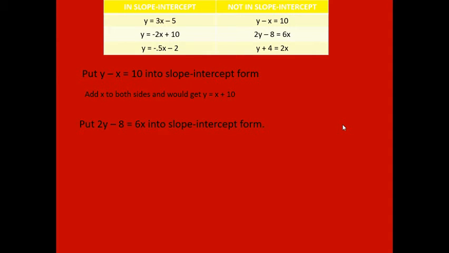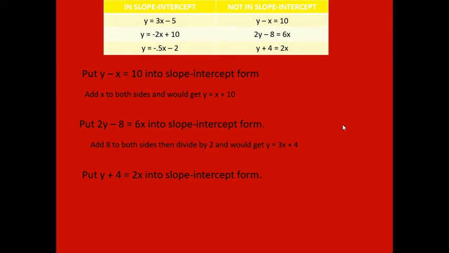And the second one, where 2y minus 8 equals 6x, to put it into slope-intercept form, we're going to add 8 to both sides, then divide by 2, and this would give us y equals 3x plus 4.